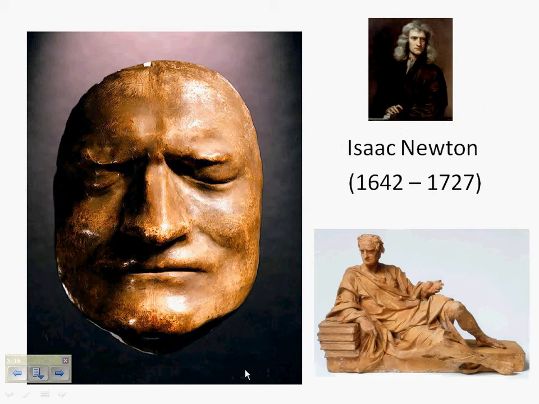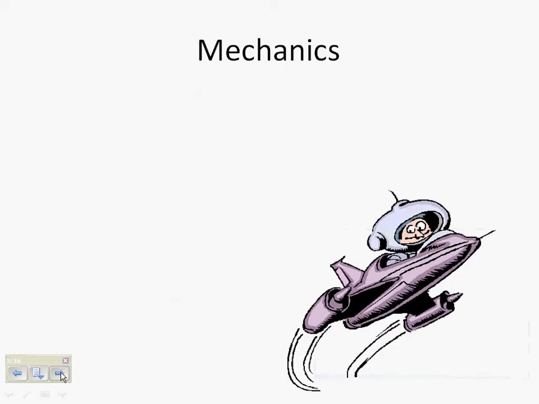This mask here is called a death mask, and they have traditions in some countries where when a person died, they would put plaster over their face so they would have an image of the person. This is Newton's death mask.